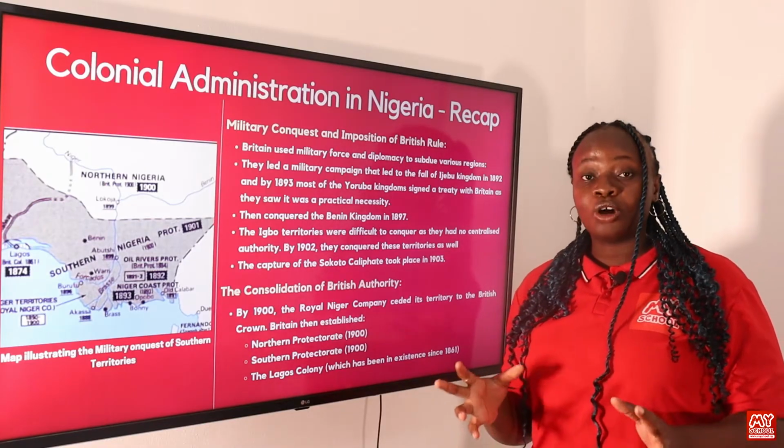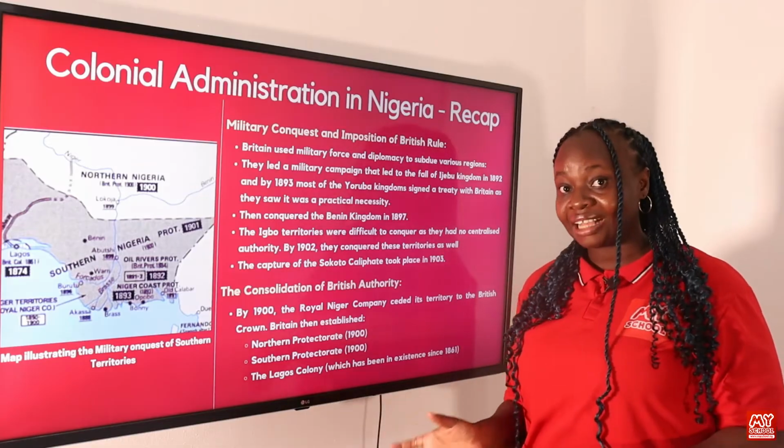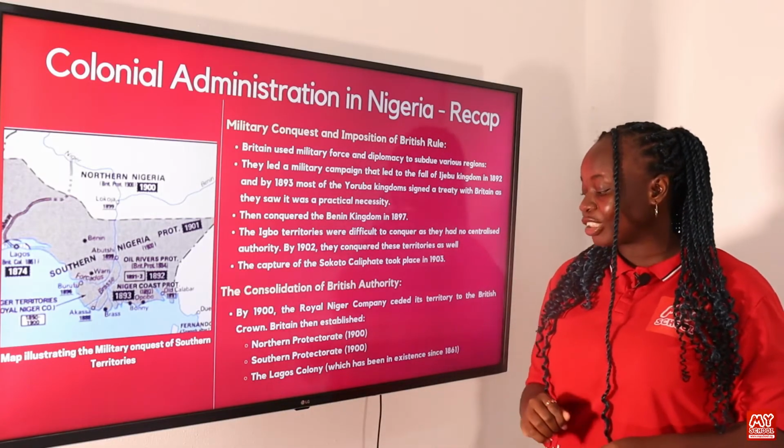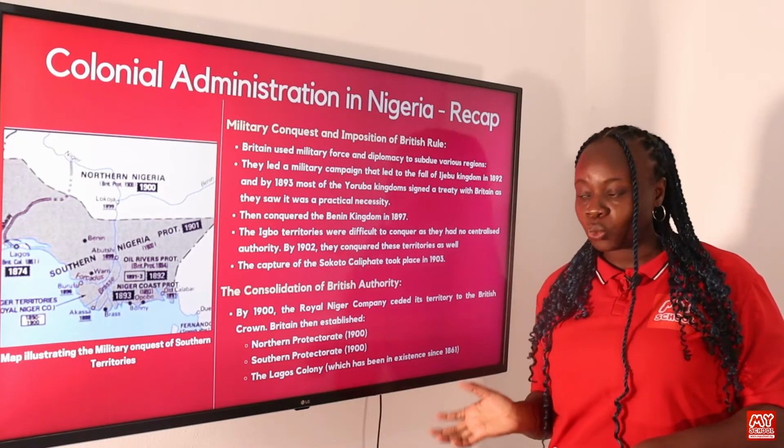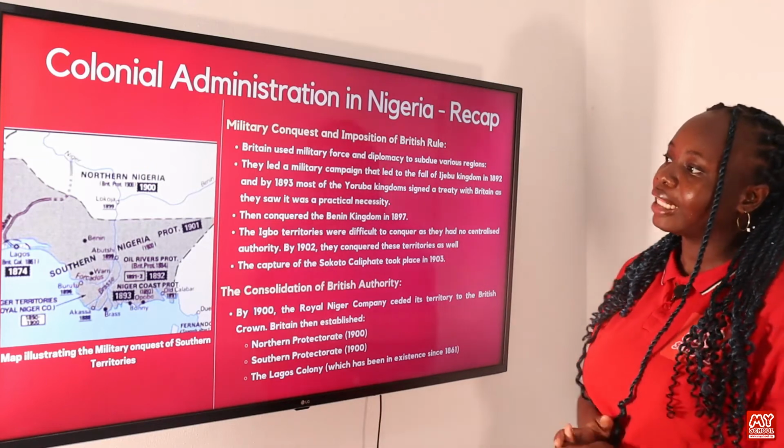The Lagos colony was governed directly and they were governed with British laws. This was regarded as a crown colony. So this has been in existence since 1861 and was not part of any of the protectorates. Now let's move on to the next slide.